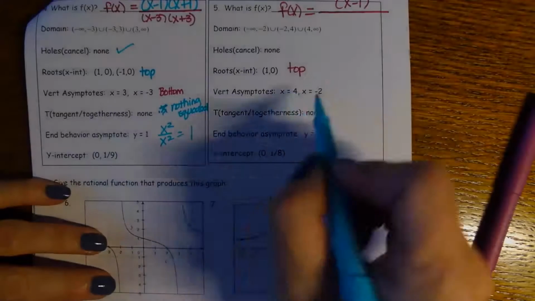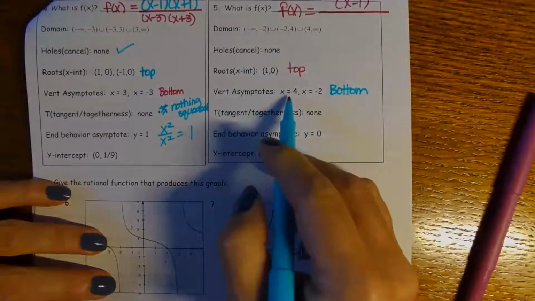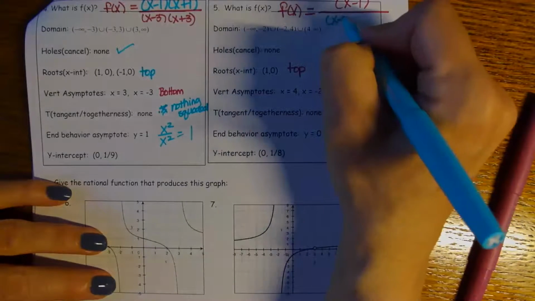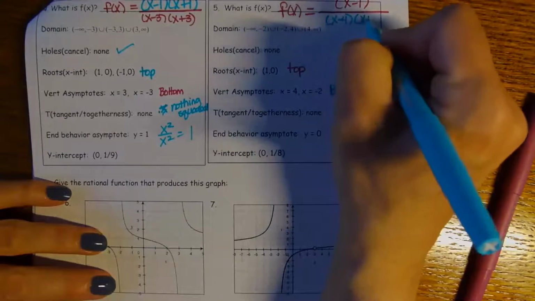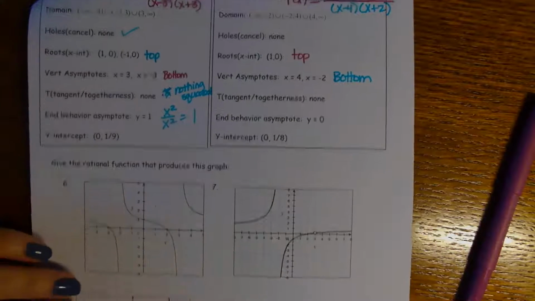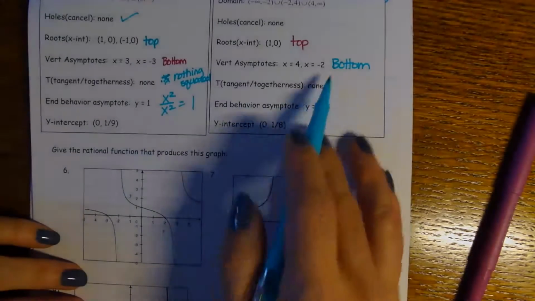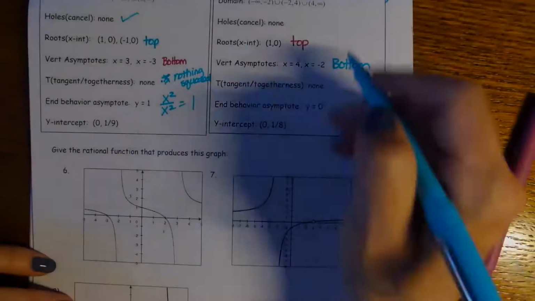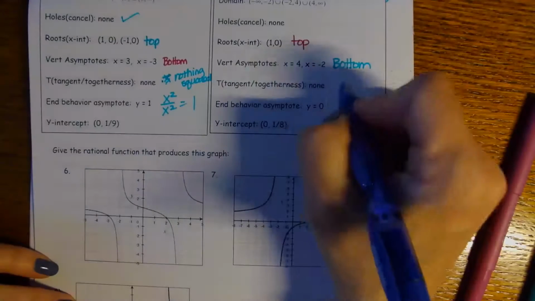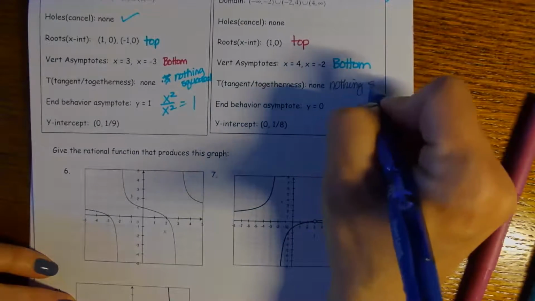Now here's my vertical asymptotes. Those go to the bottom. So that's what? X minus 4, x plus 2, right? True? Okay, is there any tangent or togetherness? It says none. What does that tell me about my factors? Nothing squared.